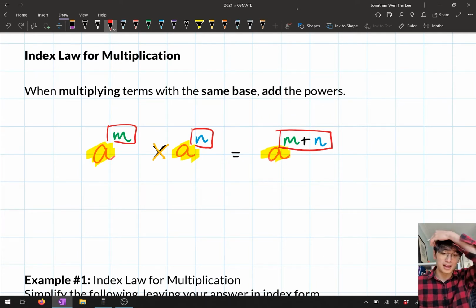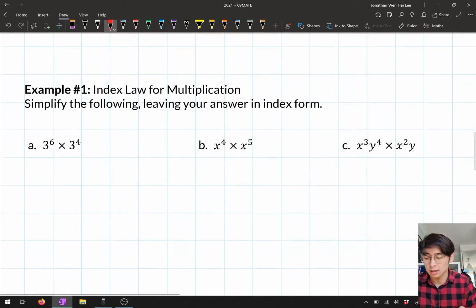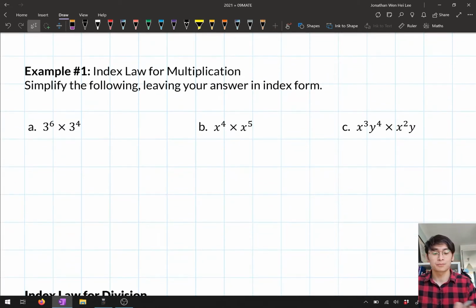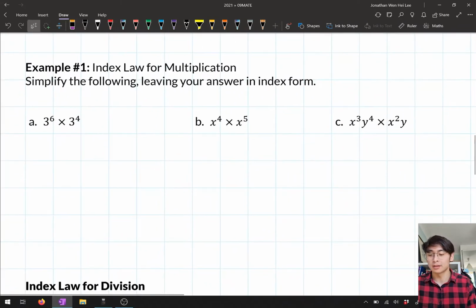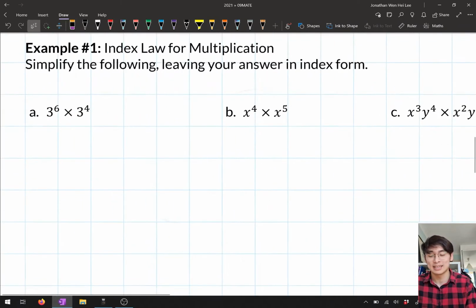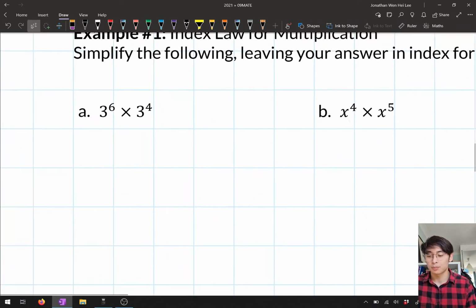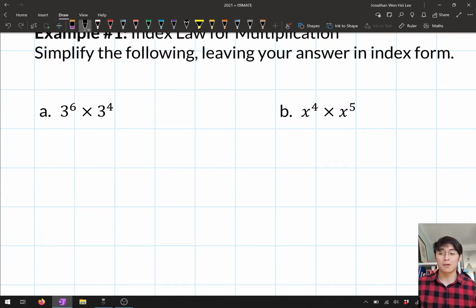So let's actually apply this for a few different scenarios. Here, let's have a look at these questions. I've got 4 of them here. Simplify the following, leaving your answer in index form. So let's have a look at the first one. The first one, I've got 3 to the power of 6 times 3 to the power of 4. Notice here, they both have the same base. And because they both have the same base, we can apply this law for multiplication.